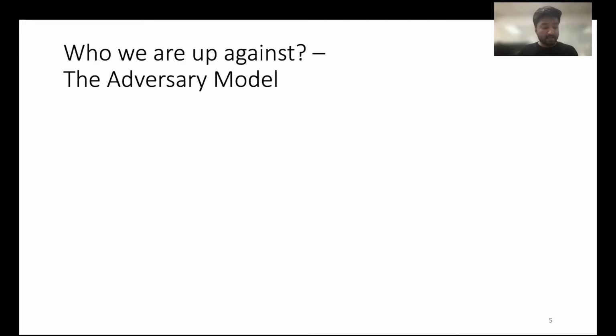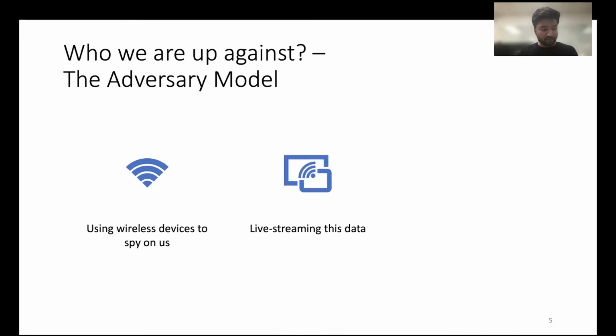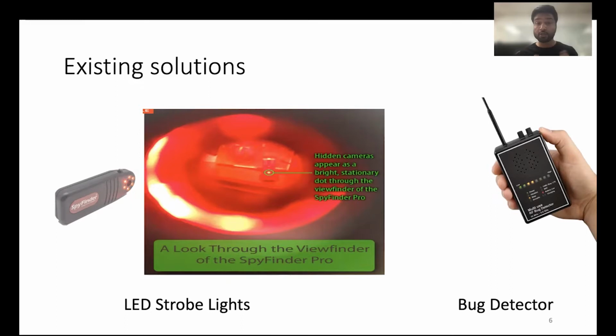Anecdotal evidence, again, suggests that due to the ease of installation and small form factor, most of these devices are wireless. Similarly, we also assume that these sensors are live streaming either directly to the adversary or to a cloud service. Finally, the adversary can place these devices on any Wi-Fi network, which can be open, closed, hidden, or password protected.